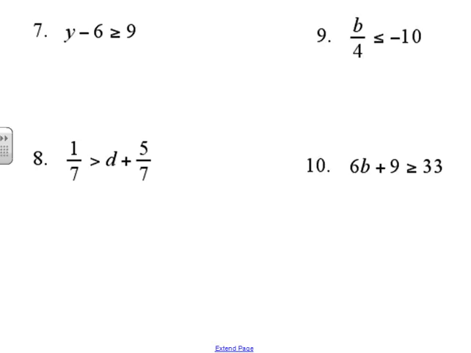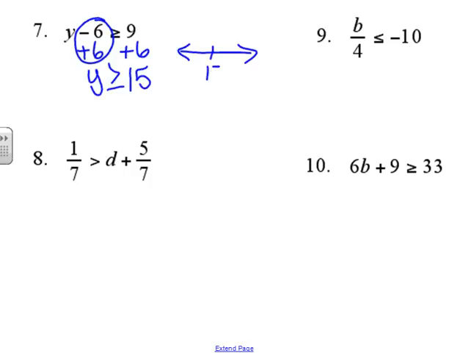All right, now we have some practice just solving and graphing. So number 7, we're going to add 6 to each side. So we get y is greater than or equal to 15. And that would be a closed circle with the ray going to the right.